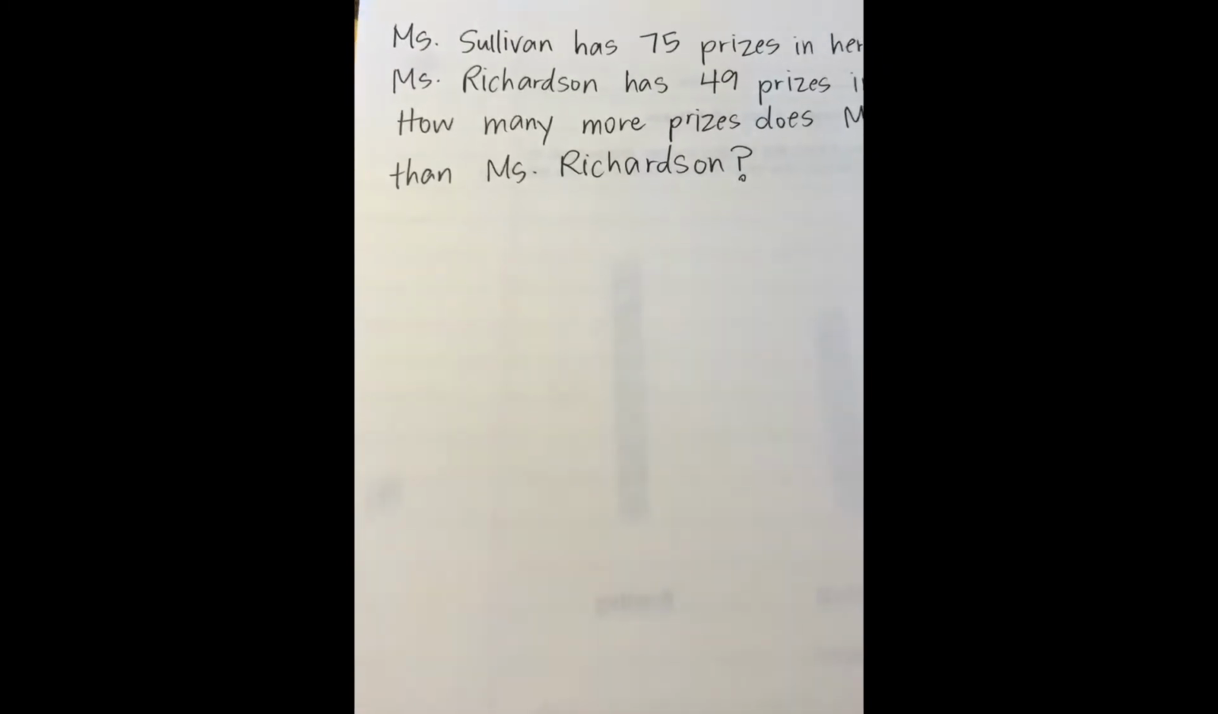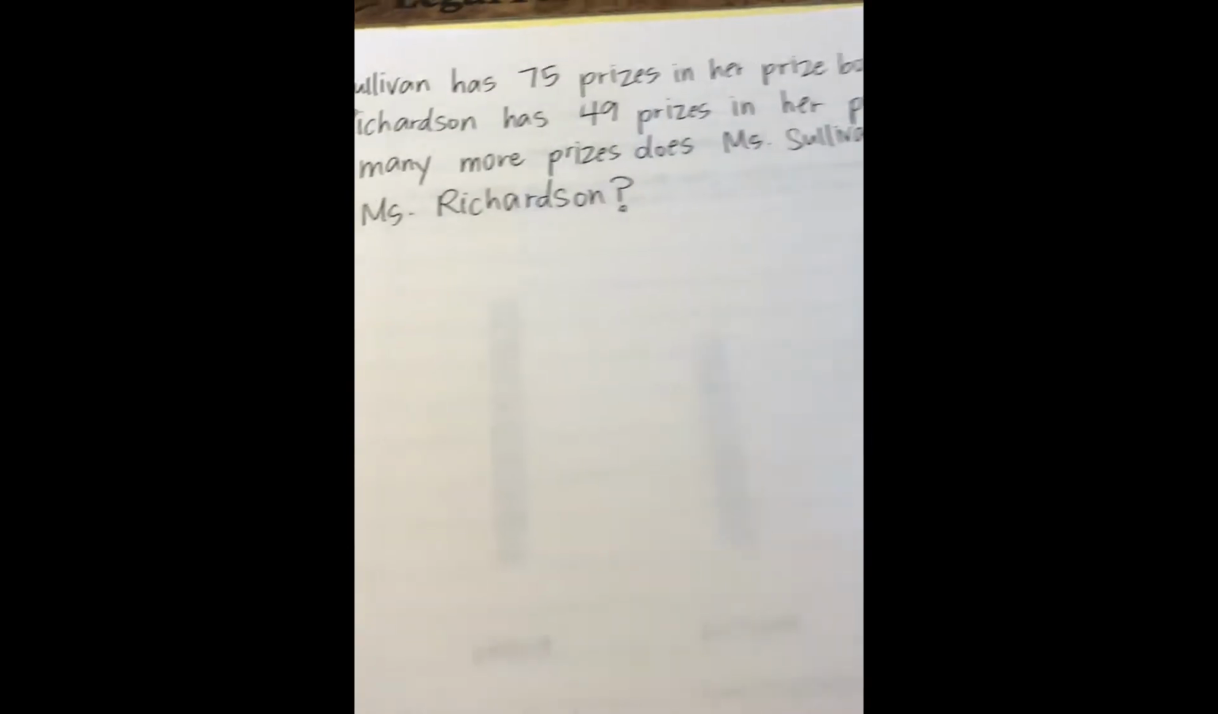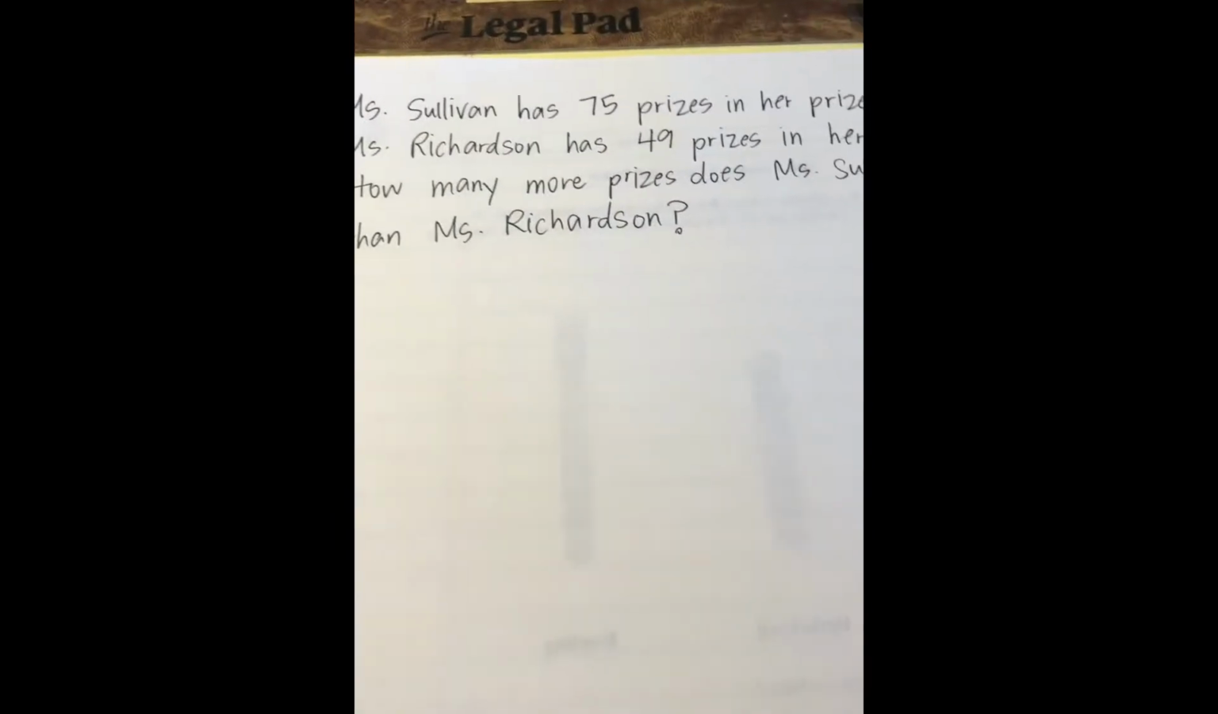Today we're going to talk about a number story and go through the steps that you would use to talk with your child about how to solve it. So today's number story. Miss Sullivan has 75 prizes in her prize box. Miss Richardson has 49 prizes in her prize box. How many more prizes does Miss Sullivan have than Miss Richardson?